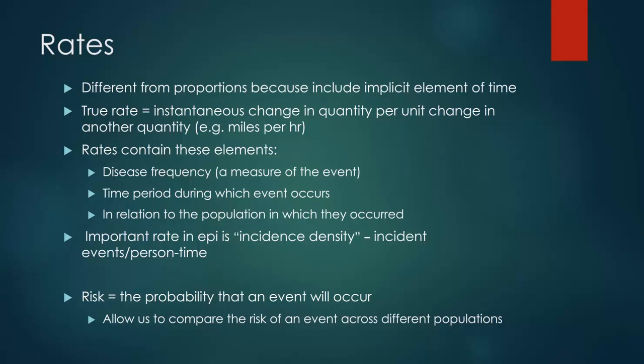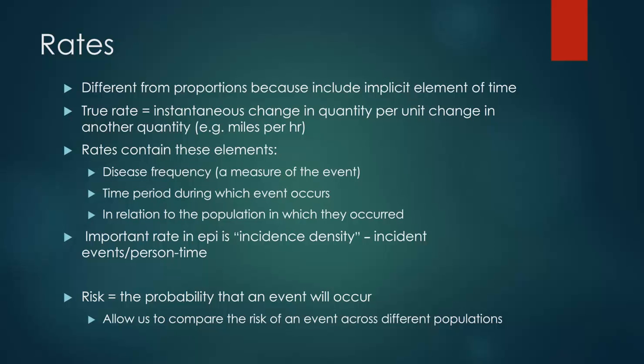To a non-epidemiologist, rate means how fast something is happening or going. The speedometer of a car indicates the car's speed or rate of travel in miles or kilometers per hour. The rate is always reported per some unit of time, and that's something to keep in mind. In epidemiology, a rate is a measure of the frequency with which an event occurs in a defined population over a specified period of time.